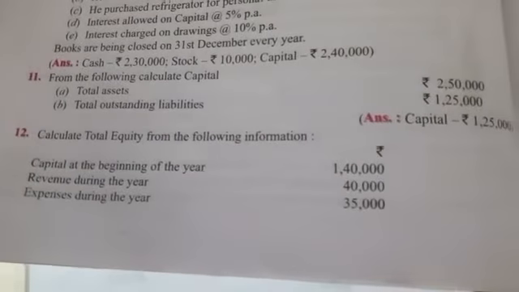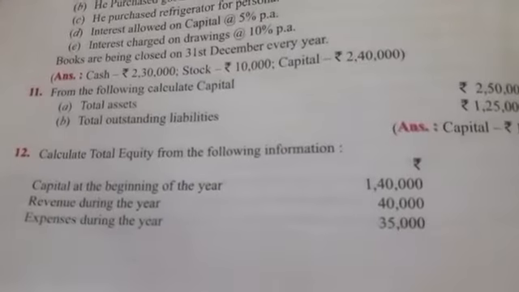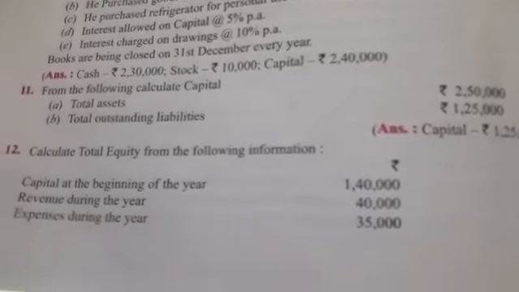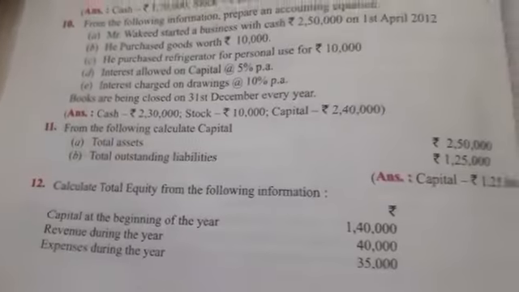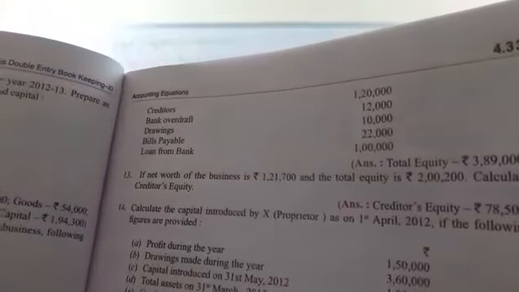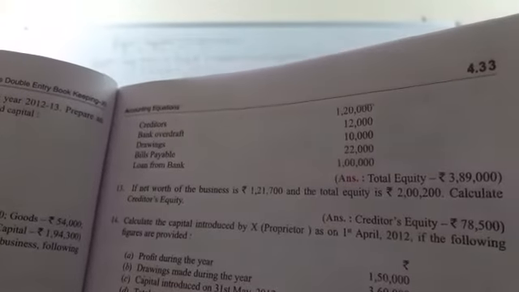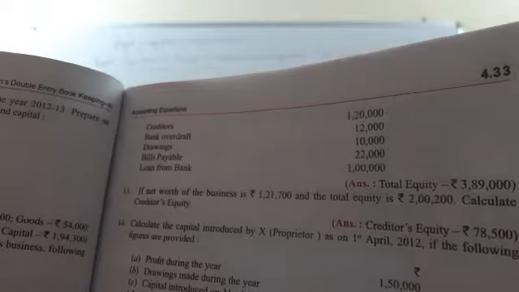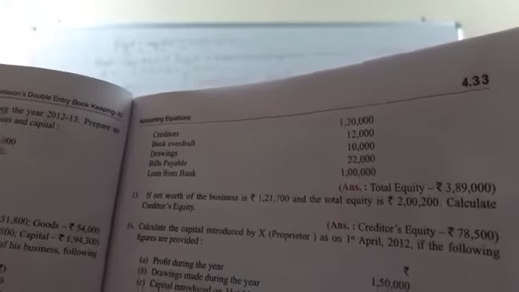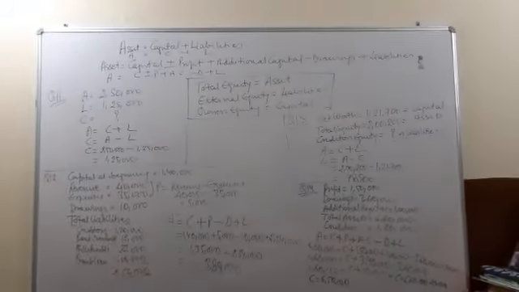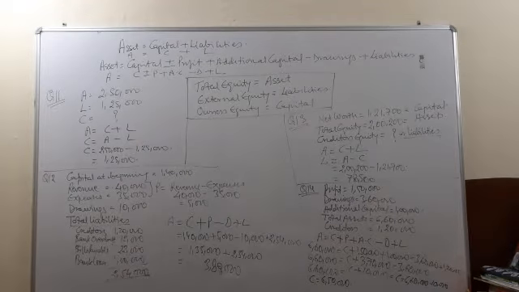Now see question number 12. Question number 12 says, calculate total equity from the following information. Capital at the beginning of the year is 1,40,000. Revenue during the year is 40,000. Expenses during the year is 35,000. Then creditors are 1,20,000. Bank overdraft 12,000. Drawings are 10,000. Bills payable 22,000. And loan from bank is 1 lakh.